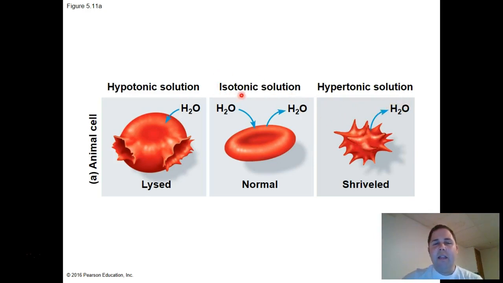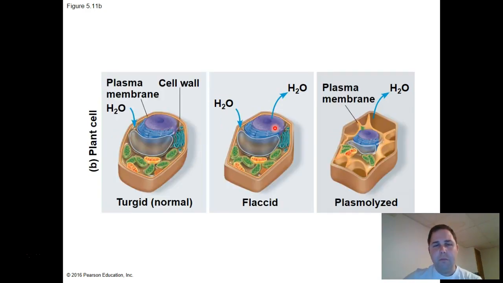And isotonic means that we have the same amount of solute inside and outside. This would be at equilibrium. The cell would stay the same because the amount of water moving in is going to be equal to the amount of water moving out.